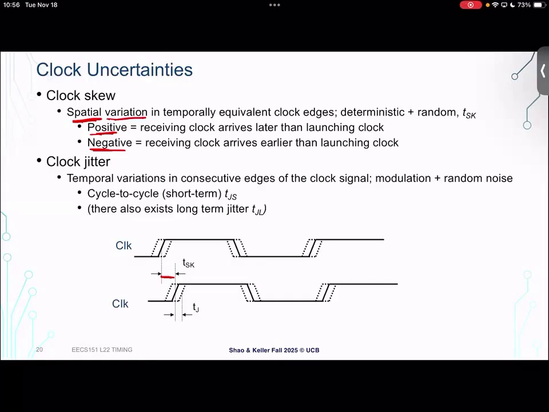Jitter is a related concept, but different concept than skew. Jitter is a temporal variation. So it's saying in each cycle, that clock edge is not going to arrive exactly 1 nanosecond after the previous one. There's going to be some cycle-to-cycle variation based on how good your clock generator is and other factors about when it arrives. And so we have this jitter factor, which is saying each clock edge does not arrive exactly when it's supposed to. So we demarcate that T_J.